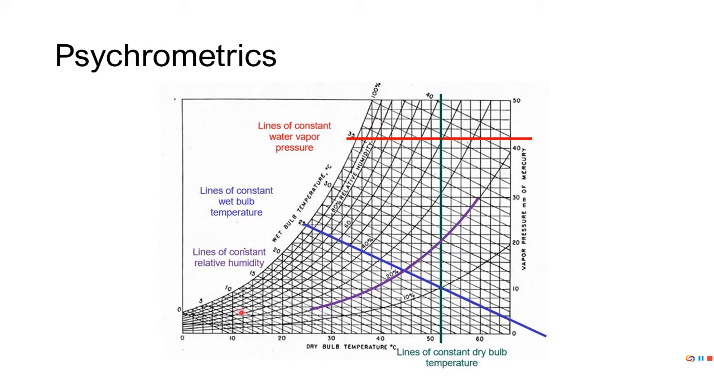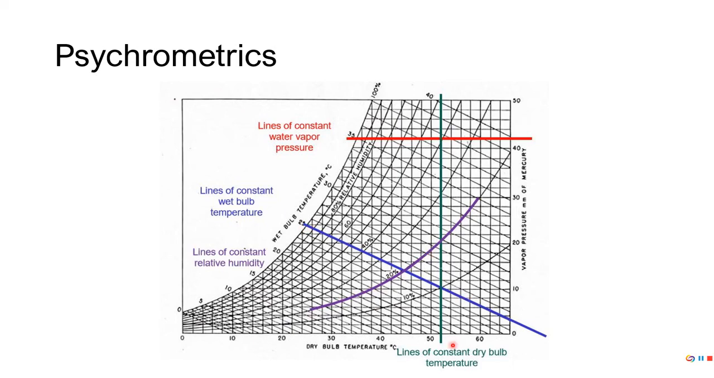Again, notice that we've got 4 different colored lines. So we're going to go through this. Wherever you've got these vertical lines, that's where temperature is constant. So here, that's 52 degrees Celsius. That's pretty hot. Here we've got constant water vapor pressure. In this case, it's 42. This diagonal line is where wet bulb temperature is constant. In this case, it's 25 degrees Celsius. And then we've got these purple curved lines, which are constant humidity.